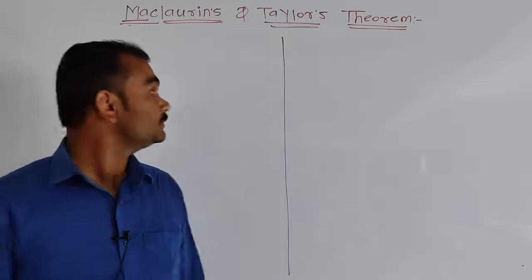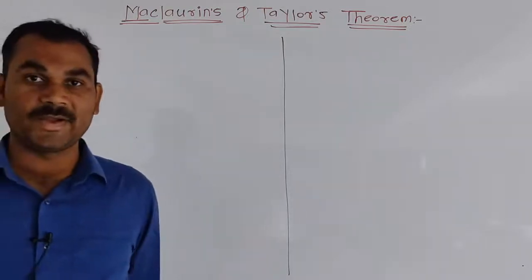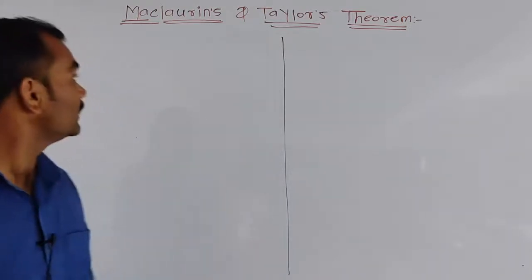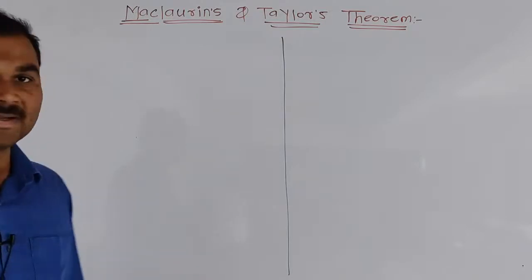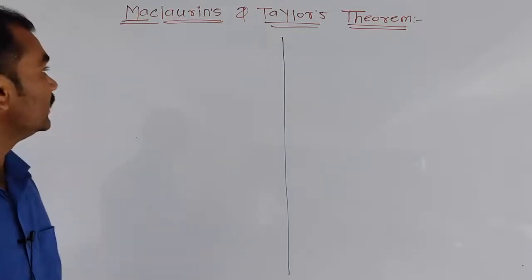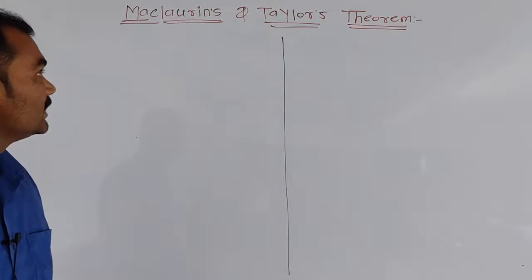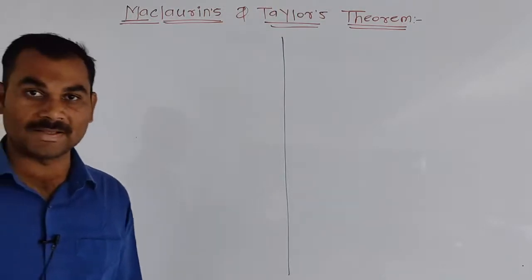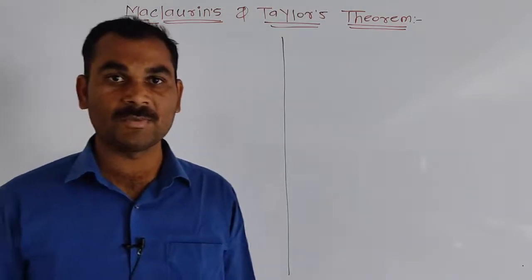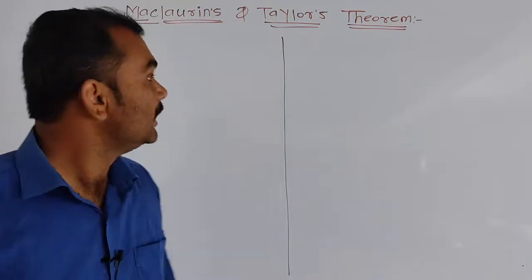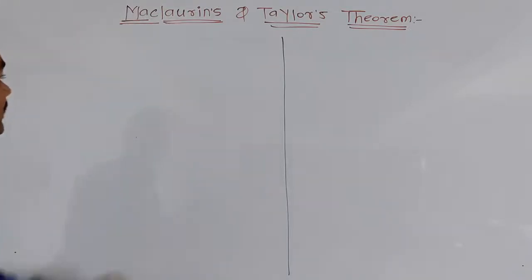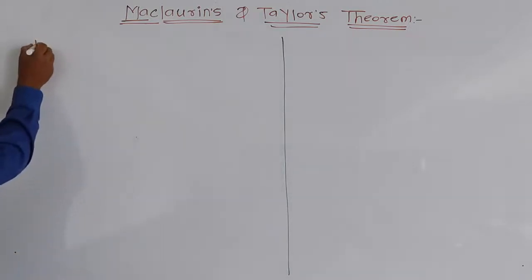Hello, today we will discuss the next point from unit first, that is Taylor's and the Maclaurin series, also Taylor's theorem and Maclaurin theorem. This is the third part from your first unit. First we will discuss the Maclaurin theorem, and after that we will discuss Taylor's theorem. So first, Maclaurin theorem.